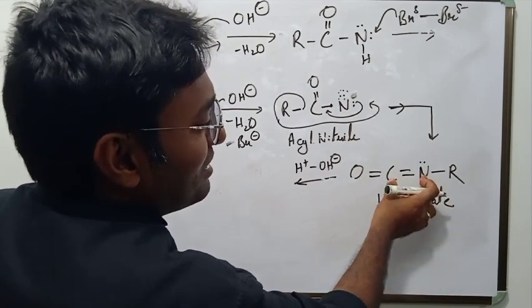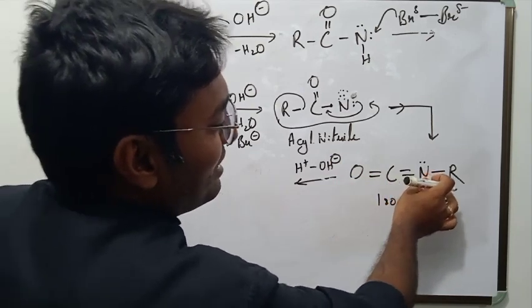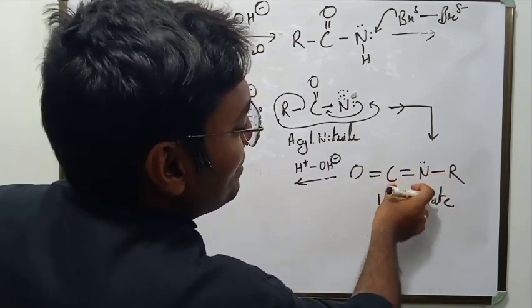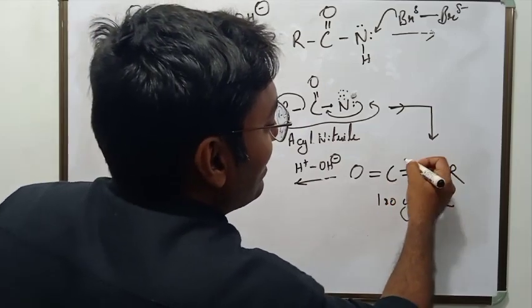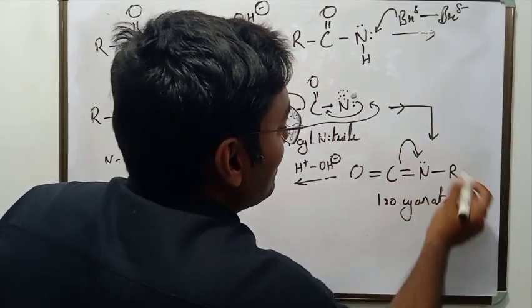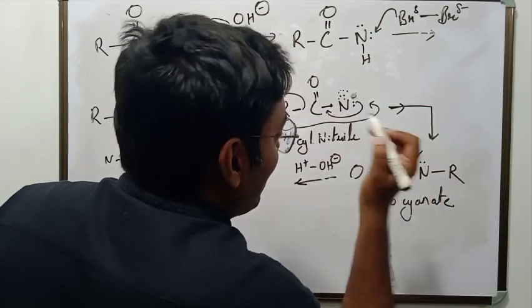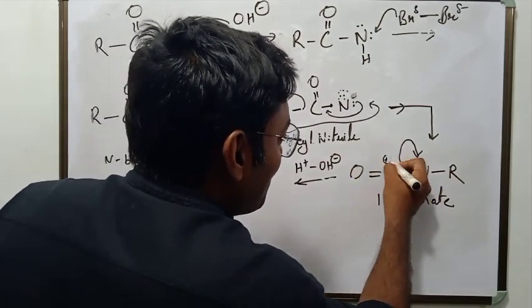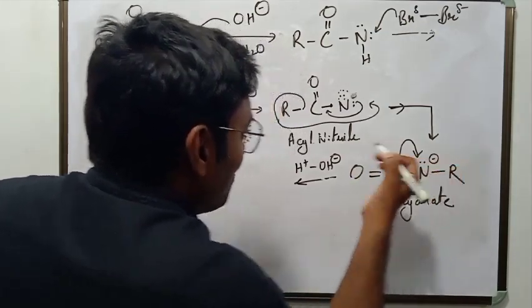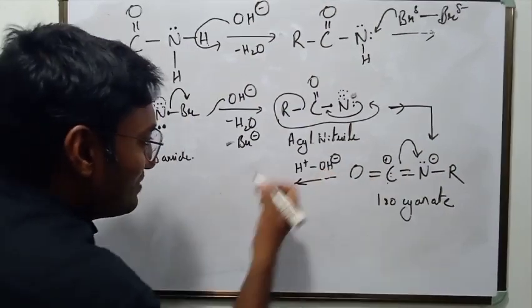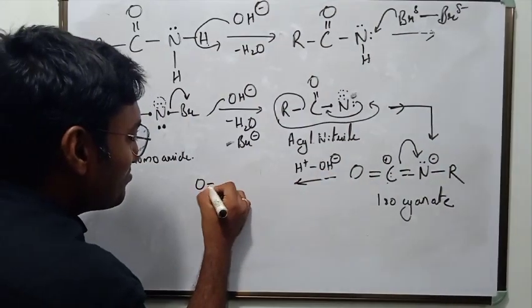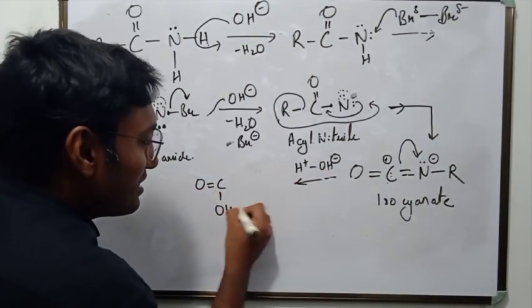Look at this. This is nitrogen. This is very electronegative in nature. This is carbon. This is electropositive. Ultimately nitrogen will win this game. It will become negative and carbon will become positive. Now to the positive carbon atom OH minus will come and attach. So it will be something like this.